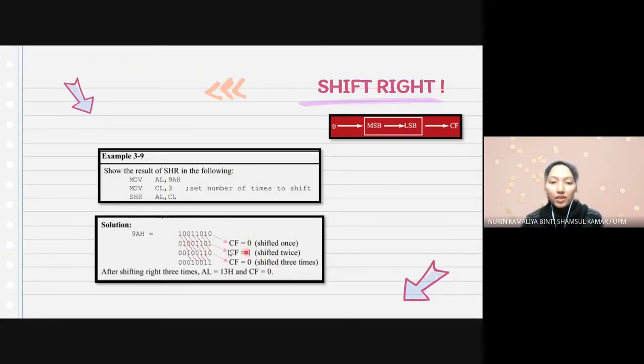Shifted twice, you will take this one to the carry flag and then shift bit by bit, and for the last bit, set 0 into the MSB. Same goes when you shift it 3 times: you take this 0 to the carry flag, shift it bit by bit to the right, and insert 0 into the MSB. So after shifting right 3 times, you will get AL equals 13H and CF equals 0.